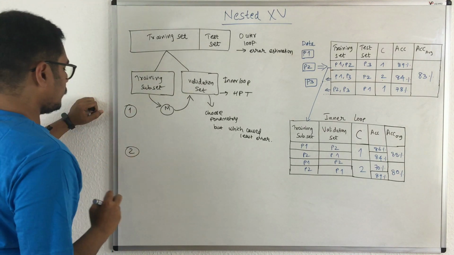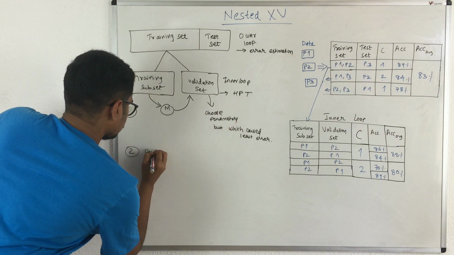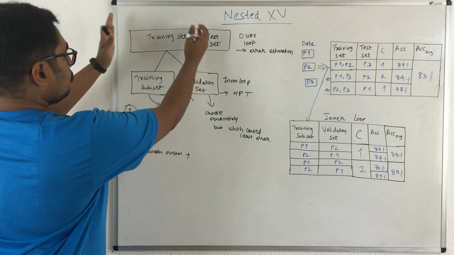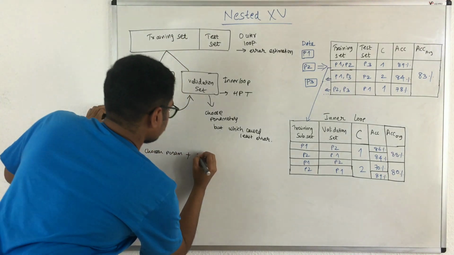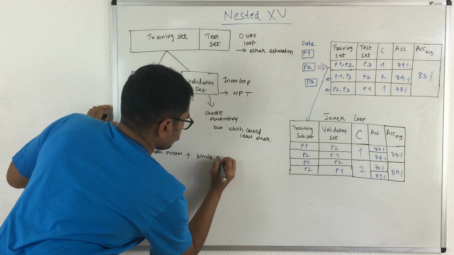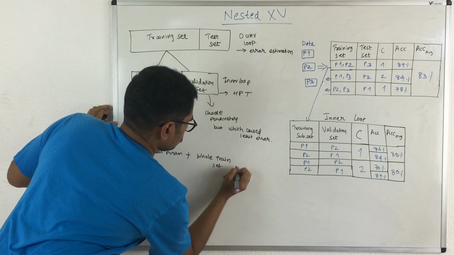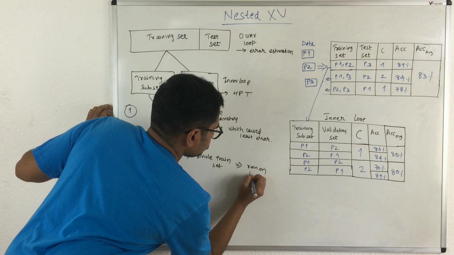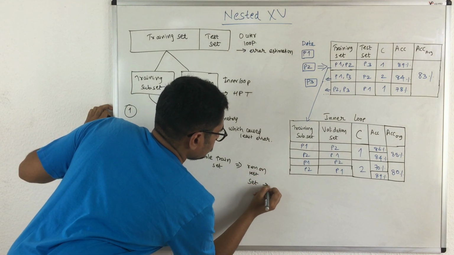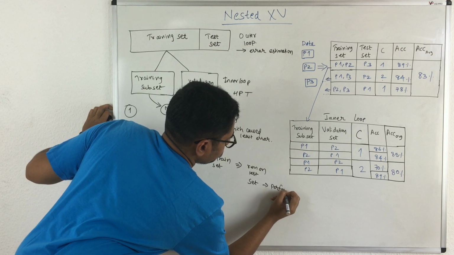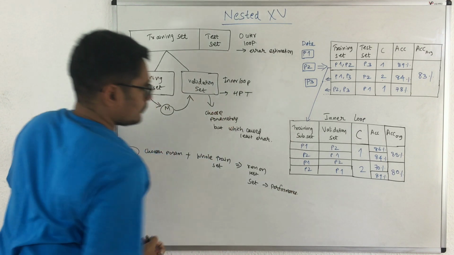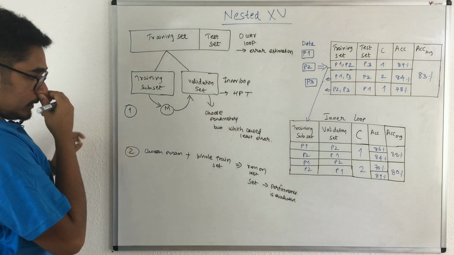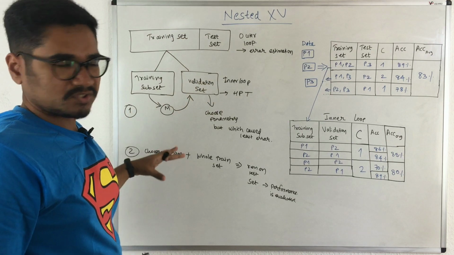In the second step, we take these chosen parameters, plus we now take the entire training set as a whole, and we run it on the test set and its performance is evaluated. Okay, so this is the approach of nested cross validation.